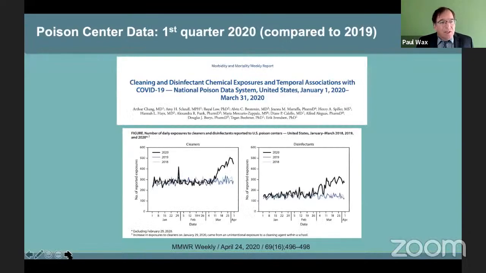This is some data from the Poison Control Network that came out early on in the COVID pandemic, at the end of the first quarter of 2020. It just goes to show you the rapid increase in the number of calls to poison control centers involving both cleaners and disinfectants. So with COVID hitting us all and an increased use of disinfectants and other cleaners, the number of calls to poison control centers regarding possible toxic events is demonstrated in this data set.